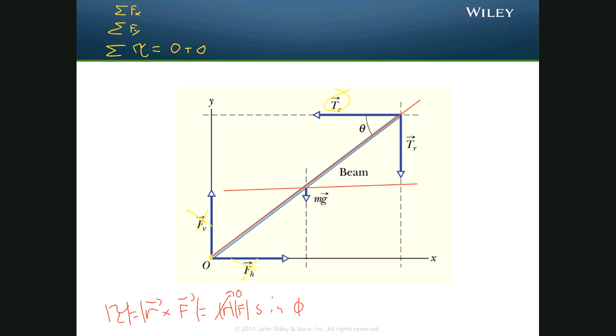So we'll make that line there. Now, to evaluate the next torque, we have to go here to mg. So the torque will be equal to R cross mg, which will equal R mg sine phi.